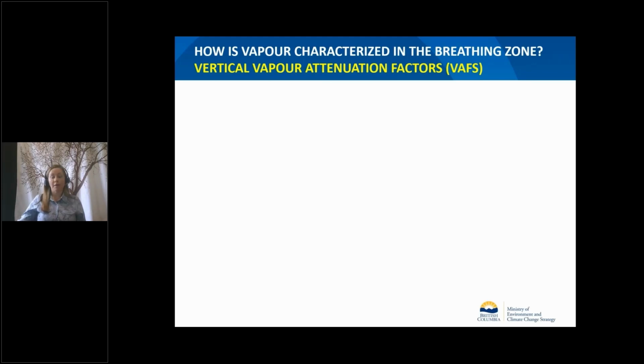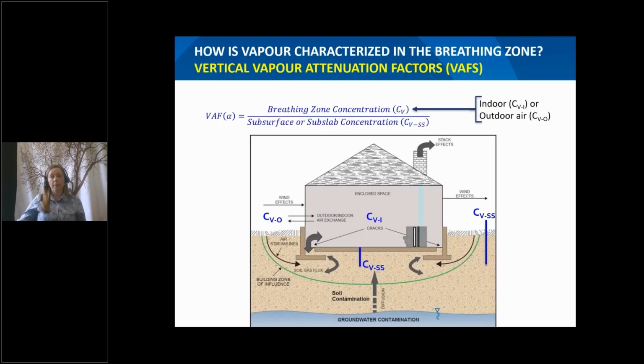So how are vapor attenuation factors, or VAFs, determined? A VAF is calculated based on the ratio of the breathing zone concentration of a volatile substance compared to the subsurface concentration of that substance. So as shown here, a VAF is specific to the relationship between either the subsurface or subslab vapor and either indoor or outdoor air.